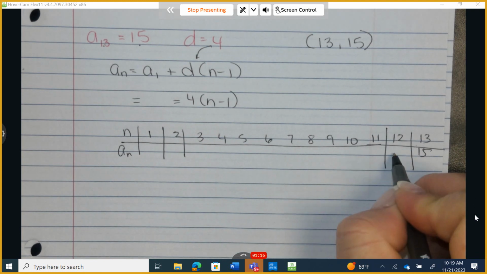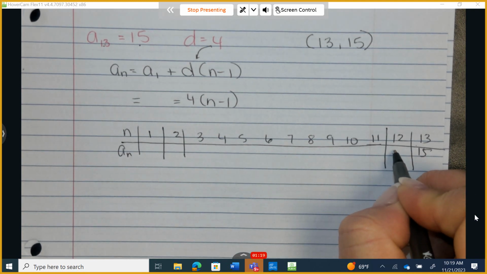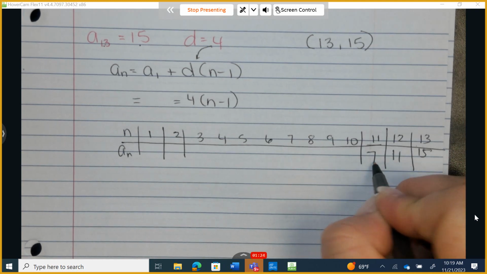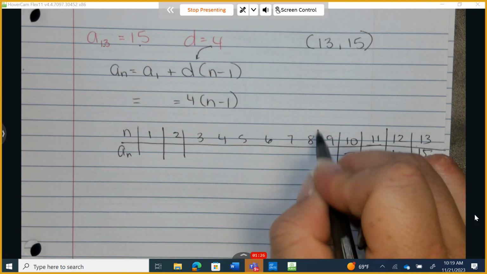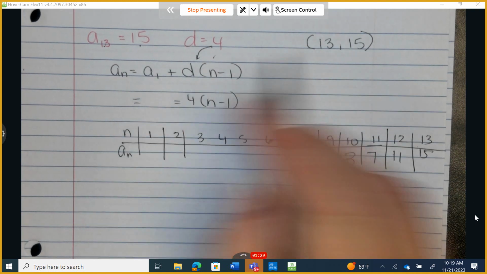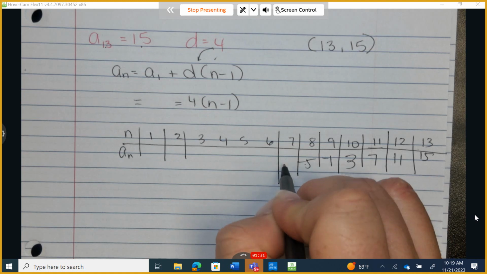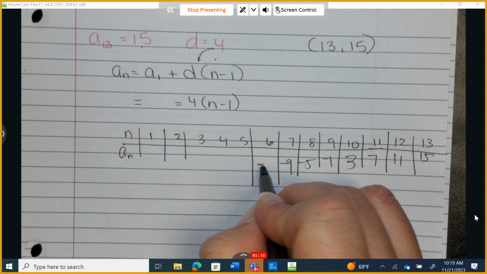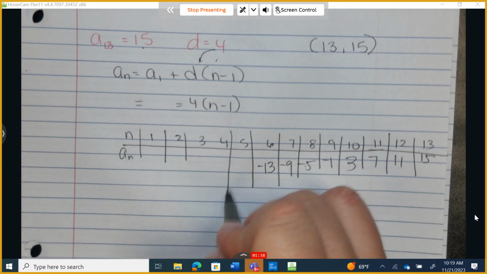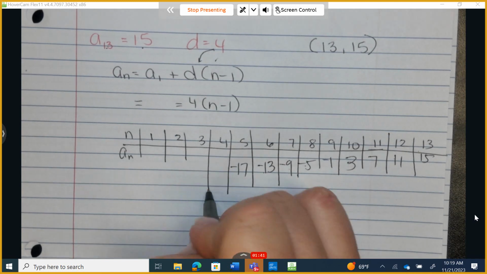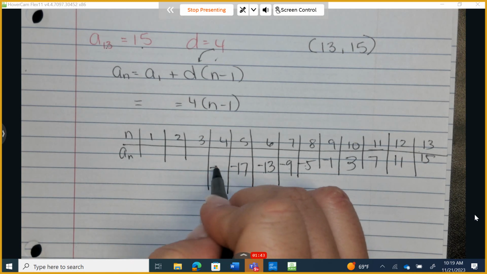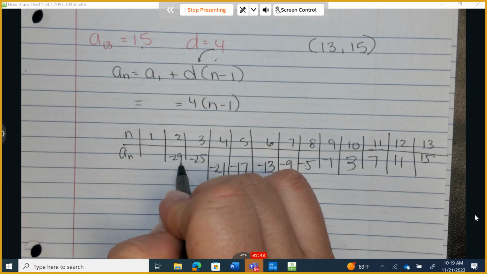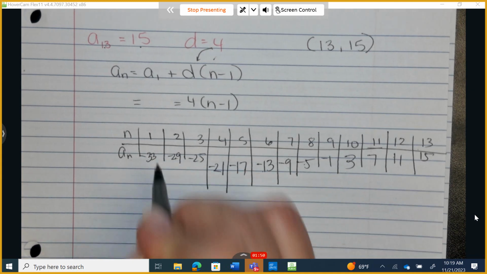So what does 12 belong to? Let's just do mental math. 12 goes with 11. 11 belongs to 7. 10 is 3. Negative 1. Drop back 4 is negative 5. Drop back 4, is everybody understanding right now? Dropping back 4 is negative 9. Drop back 4 is negative 13. You correct me if I get some math wrong here. Drop back 4 is negative 17. Drop back 4, you're doing the math for me, negative 21. Negative 25. Negative 29. And my first one would be negative 33.